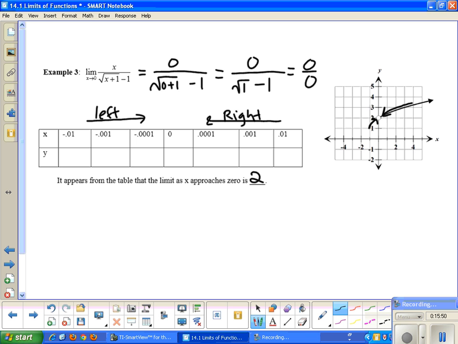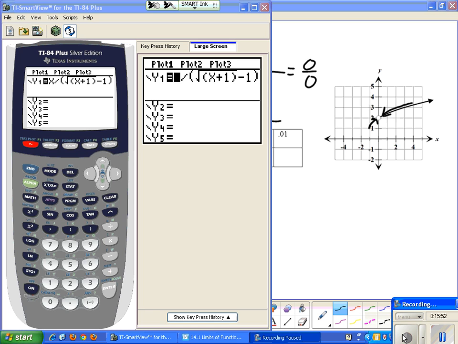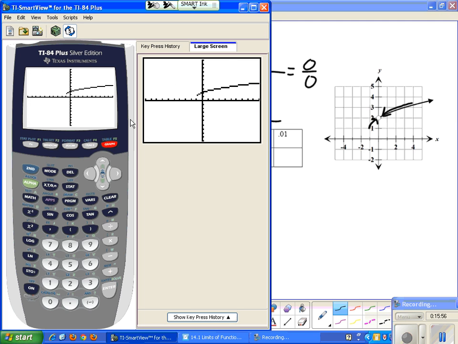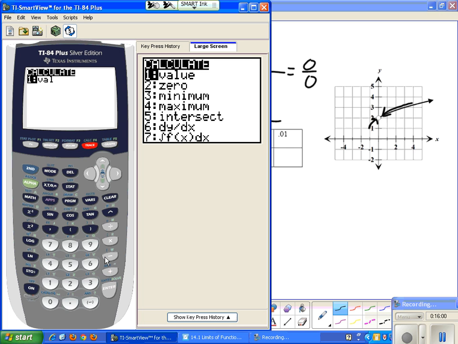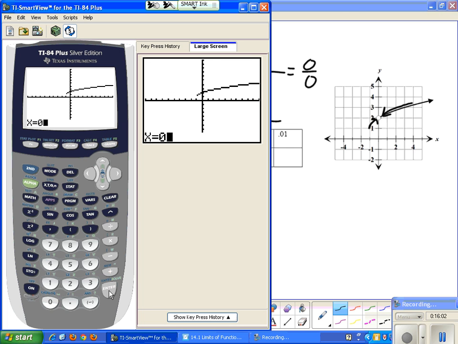But let's go ahead and check with our graphing calculator and plugging in for our y equals. So I plugged it into my y equals. If I look at my graph, notice that you can't tell in your graph that there's a hole at x equals 0, but if I hit second trace value 0, I notice that nothing comes up for the y value because it's not really there. There's a hole in your graph.